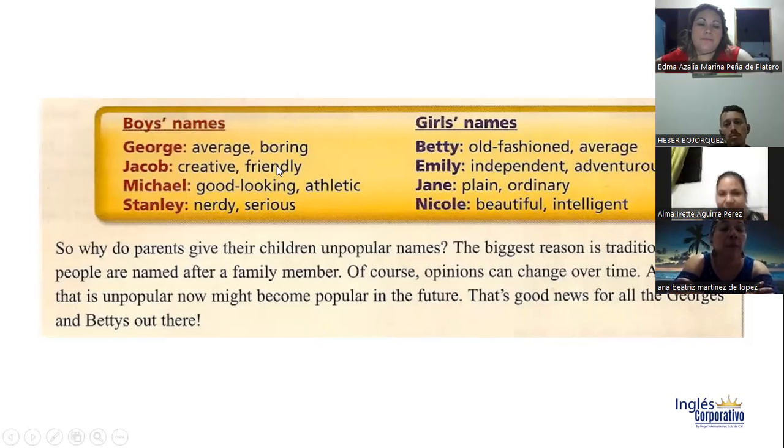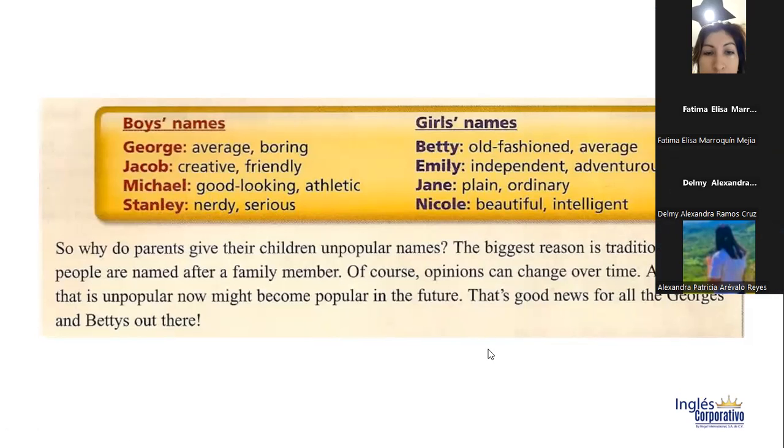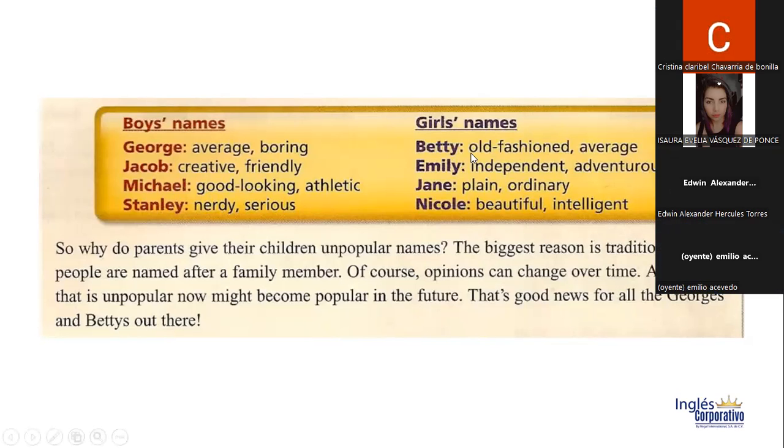Creative. And friendly. Yes. Michael. Good looking and athletic. Yes. Stanley. Nerdy. Serious. Okay, thank you. Girl's name. You're welcome. Okay. Betty, old fashioned, average. Emily, independent, adventurous. Jane, plain, ordinary. Nicole, beautiful, intelligent. Okay, thank you.